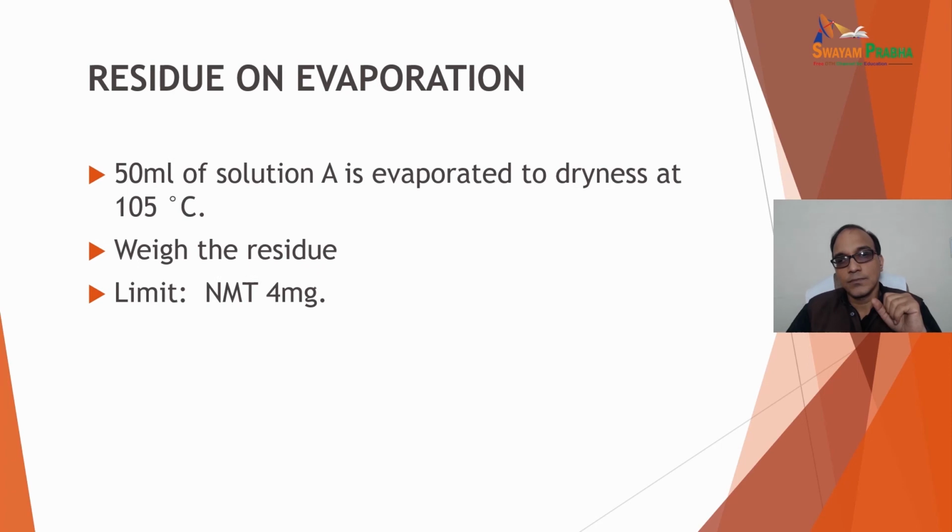Now residue on evaporation. 50 ml of solution A is evaporated to dryness at 105 degrees Celsius and the residue is weighed, and it should not be more than 4 milligram. It should not be more than 4 milligram. So 4 milligram is the upper limit for the residue on evaporation.